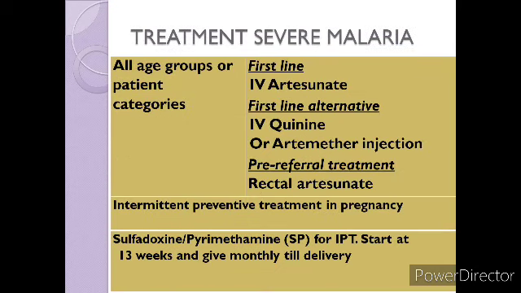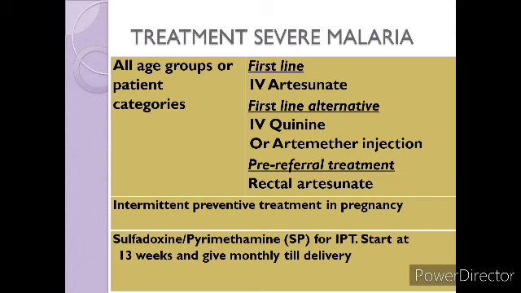Then we go to treatment for severe malaria. For severe malaria, all age groups, all patient categories, first line treatment is artesunate, and artesunate is given 2.4 milligrams per kg body weight. And for children below 20 kilograms, we give 3 milligrams per kg body weight. And it is given 12 hourly. We give 3 doses until the patient is able to take oral medicine.